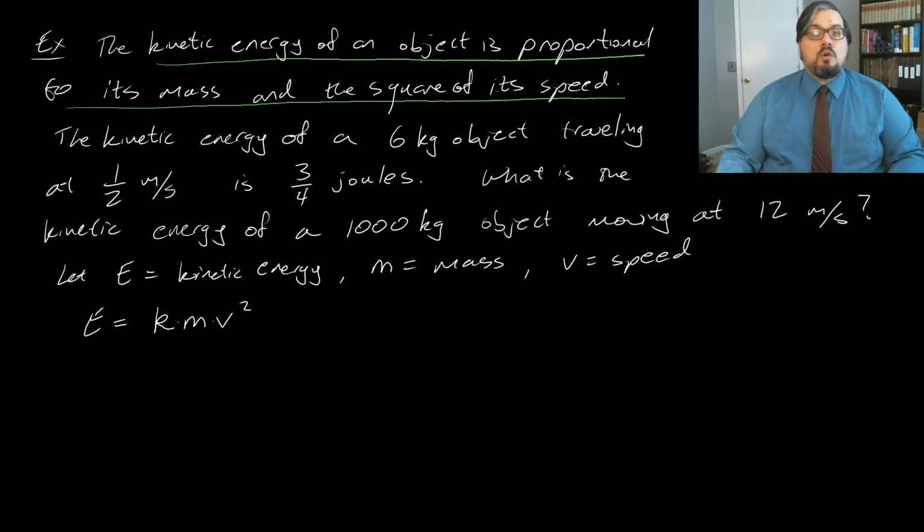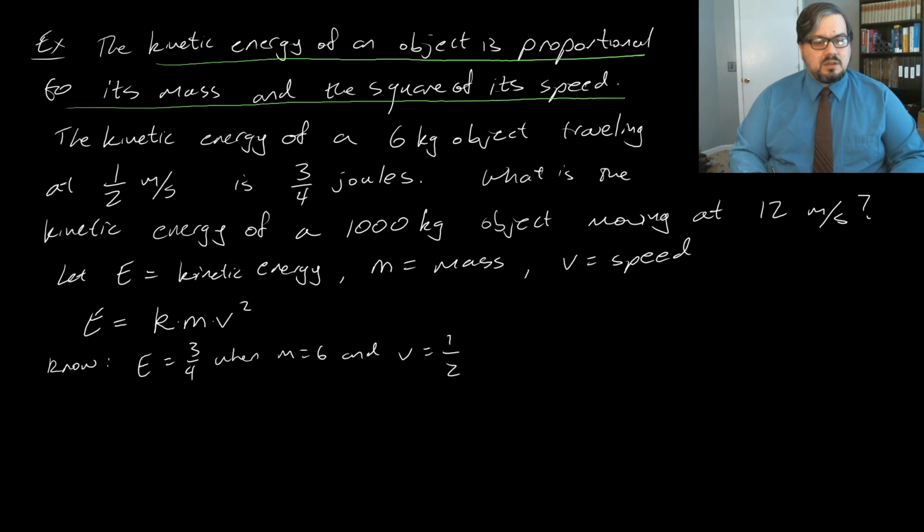Notice I didn't say directly or inversely here, so I recall that the default is direct variation. So everything's being multiplied here. The kinetic energy is equal to some constant times the mass of the object and times the square of the velocity of the object. So now we plug in our known situation. So we know that E equals 3/4 when M equals 6 and V equals 1/2. So we have that 3/4 is equal to K times 6 times 1/2 squared.